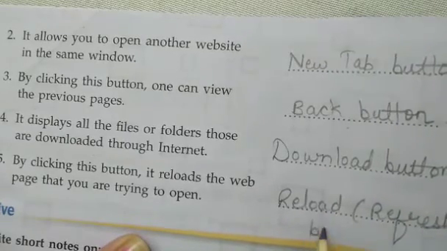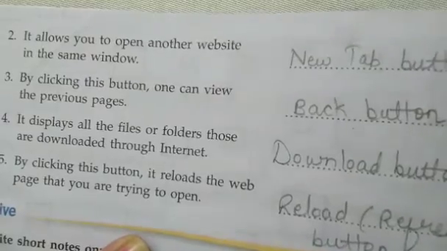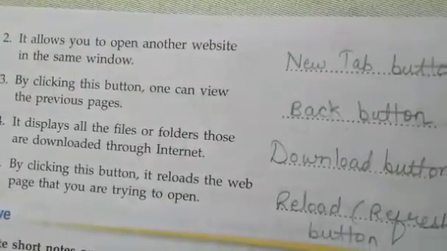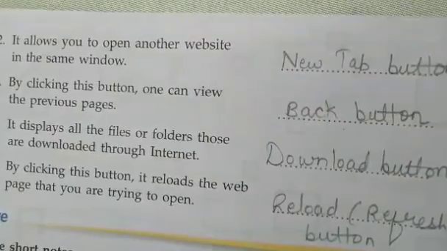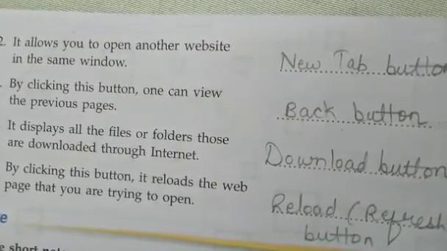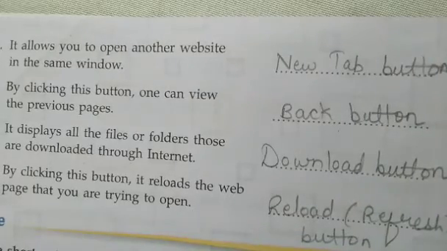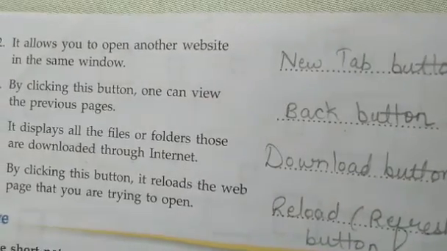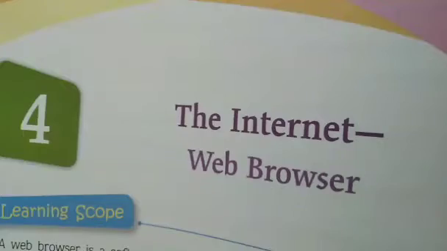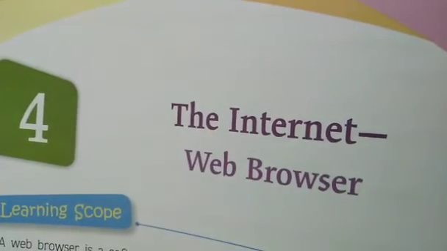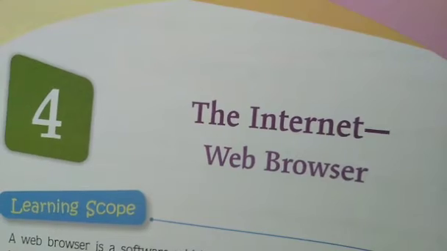Okay. So now children, this is enough for today. Note down all these answers in your book in very neat and clean handwriting, and make sure to write down the correct answers, okay? And if you have already done the answers, just recheck from here. So children, this is enough for today. We are done with chapter number 4, the internet web browser.